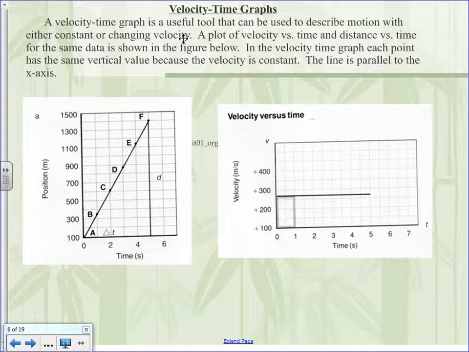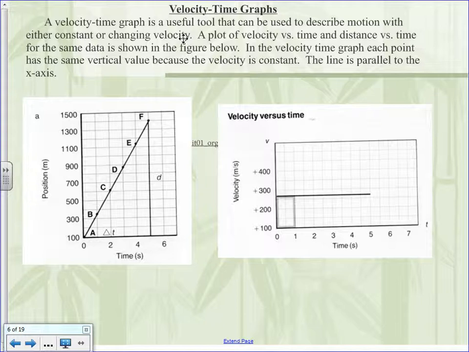A velocity versus time graph shows how fast an object is going and in what direction at various points in time, in the same way that yesterday a position versus time graph showed where an object was at various points in time. In these two pictures, I've got a position versus time graph and a velocity versus time graph. I think you would agree they look different. They're actually showing the same thing.